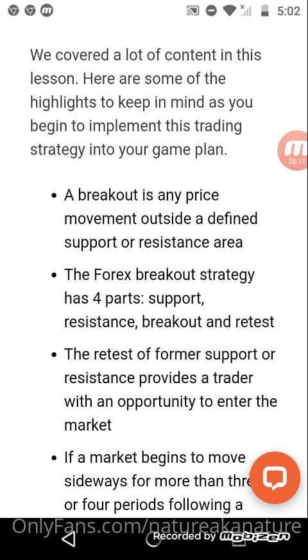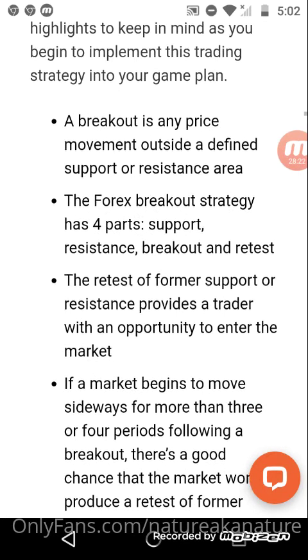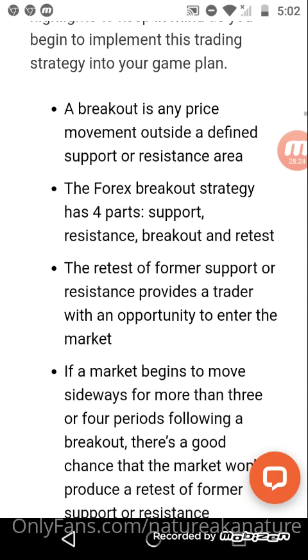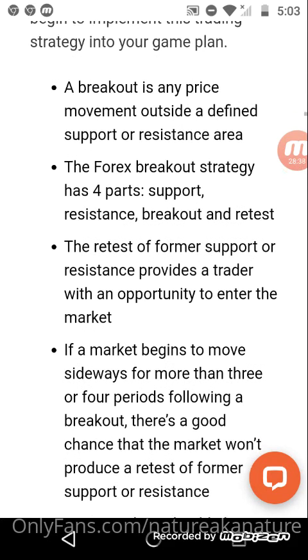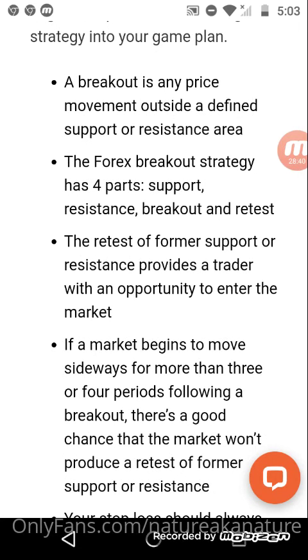The retest is a form of support or resistance level, so it's going to retest or bounce back to a support or resistance level prior to where it broke out of. The market does that because it retests, it bounces back. Sometimes it doesn't, sometimes it just goes straight up or straight down. The bounce back provides traders an opportunity to enter the market. So once you have that breakout, you wait for that retest.